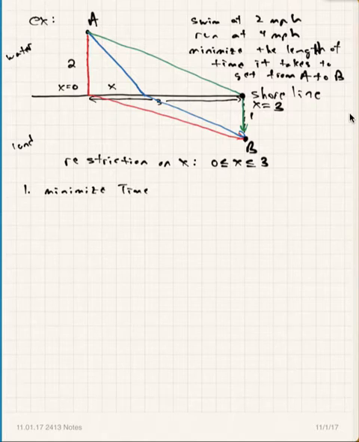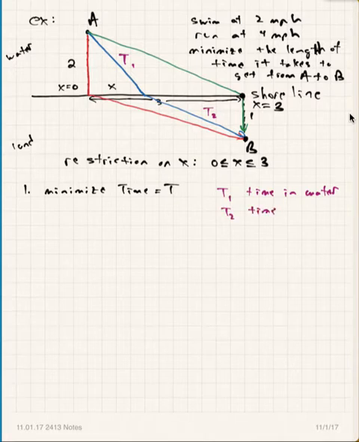So we minimize time, and we'll call that t. If we let the time for the first part of the trip be t1, so that's the time in water, so time in water is t1. And t2 is time on land. Then t in this problem is actually t1 plus t2, right? Time in the water plus time on land.